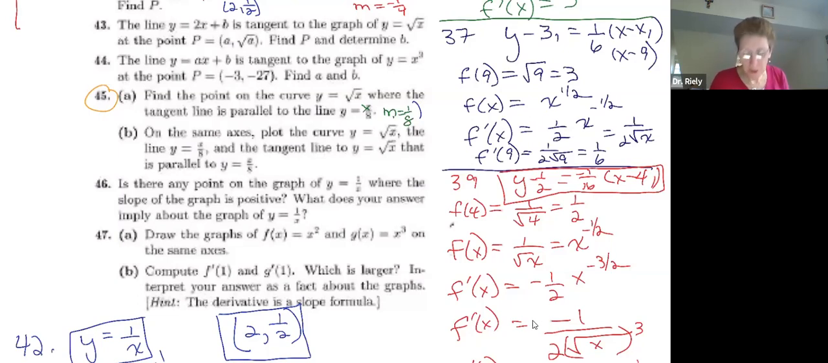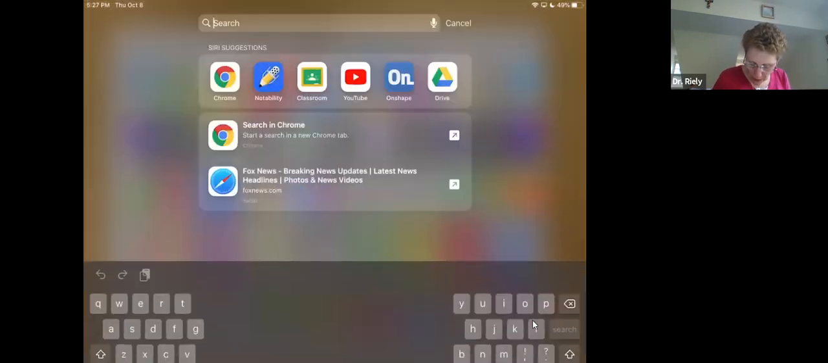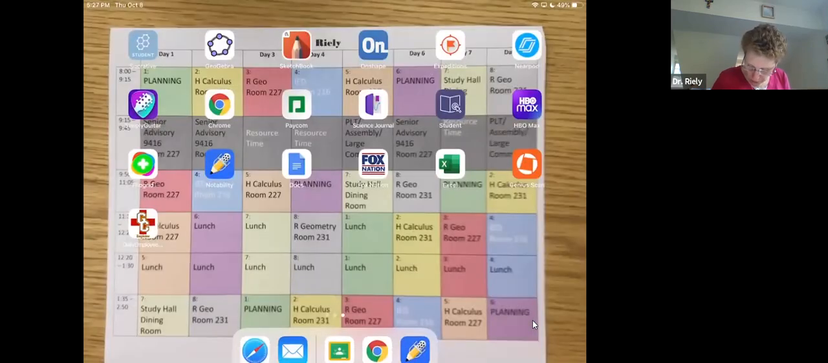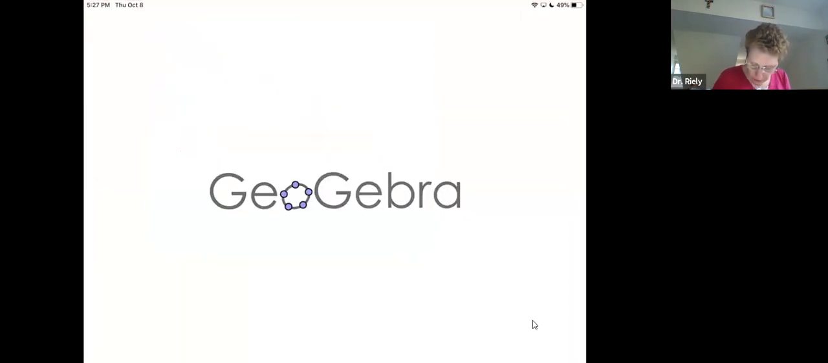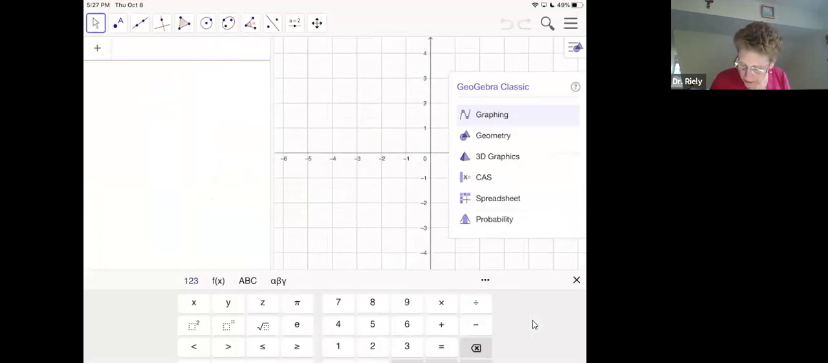So perhaps what I should do is do this on GeoGebra. Or I could just, yeah, let's just do that. So I'm going to go to GeoGebra. Hopefully I won't have to change screens. So here's GeoGebra, and it looks like this went over nicely, so that's good.